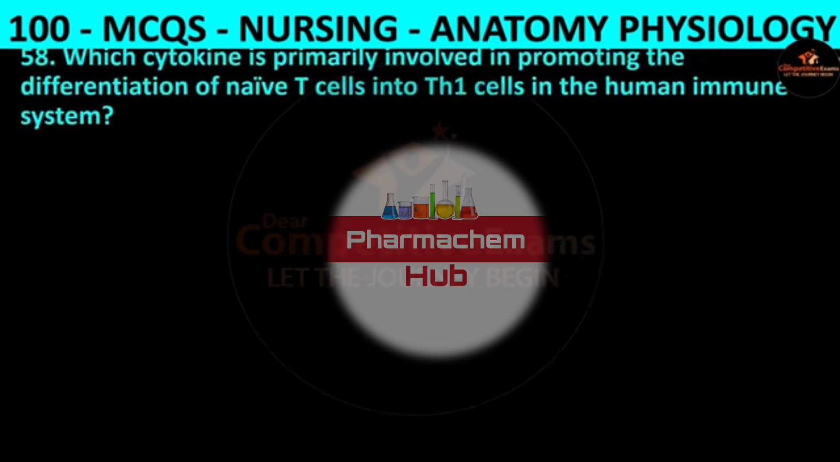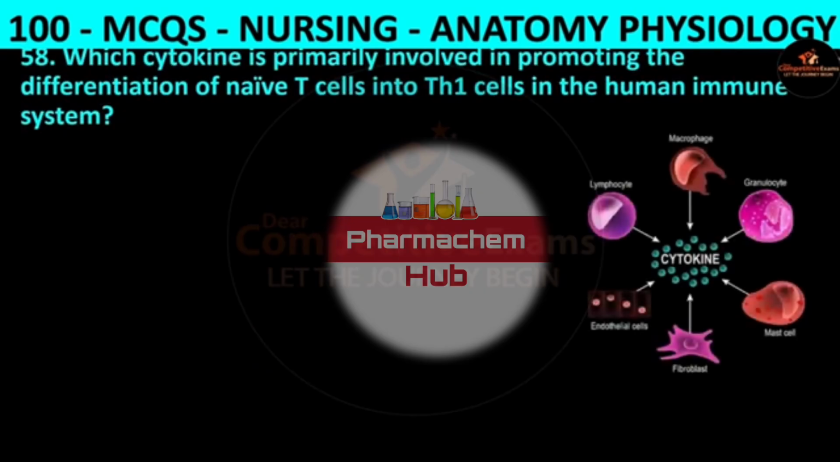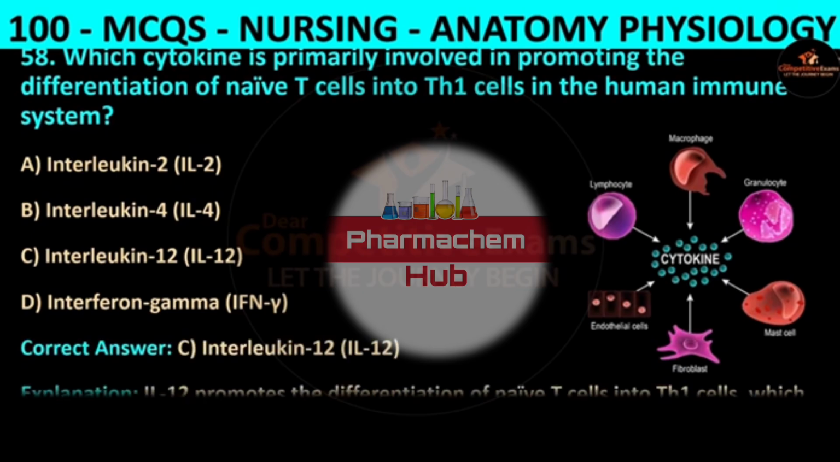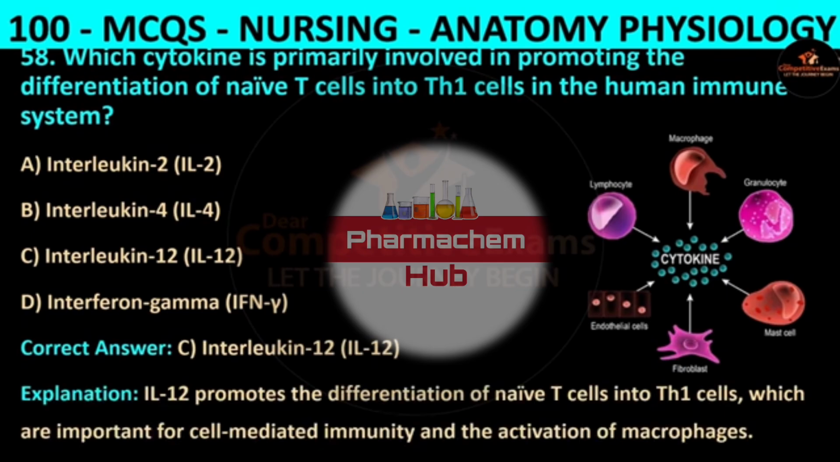Question number 58. Which cytokine is primarily involved in promoting the differentiation of naive T cells into Th1 cells in the human immune system? The options are interleukin 2, interleukin 4, interleukin 12, or interferon gamma. And the correct answer is C, that is interleukin 12. IL-12 promotes the differentiation of naive T cells into Th1 cells, which are important for cell-mediated immunity and the activation of macrophages.